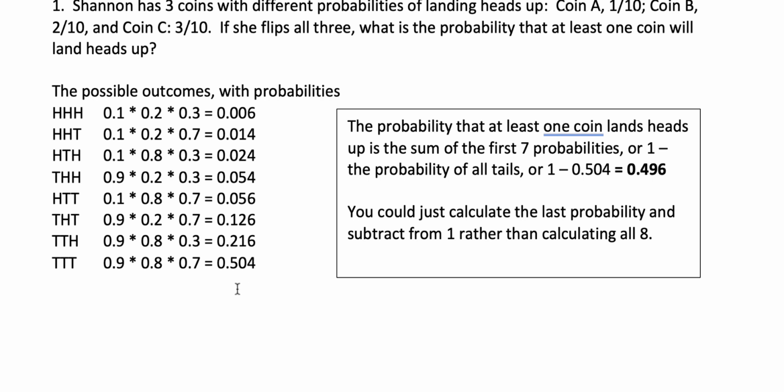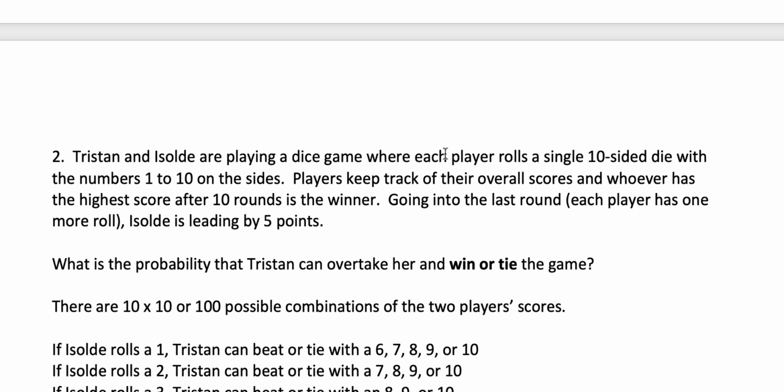Now, obviously, it would be easier to say, well, the only one that doesn't have a heads would be this one. And so we could just calculate this one probability of coin A going tails up, coin B, and coin C, which would just be the product of those 3. 0.9 chance that coin A lands tails up, 0.8 that coin B does, 0.7 that coin C does. Multiply them, get 0.504. And then we would subtract that from 1 to get the remaining possibilities here.